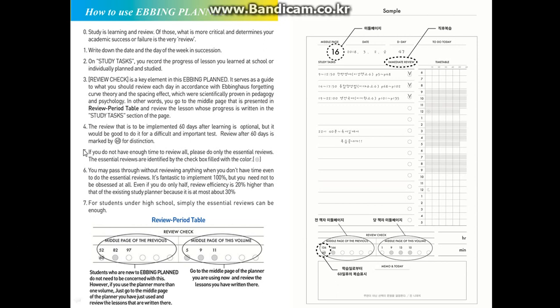Number 4, the review that is to be implemented 60 days after running is optional, but it would be good to do it for difficult and important tests. Review after 6 days is marked by this for distinction. This is the mark for the review after 60 days.